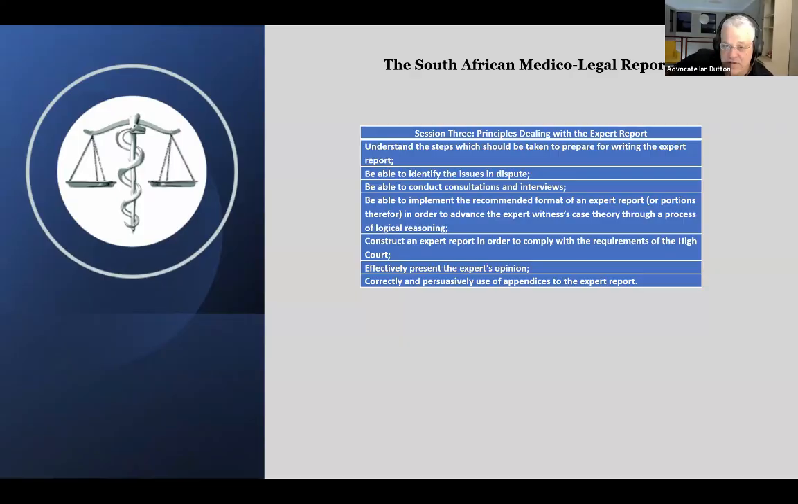Next, construct an expert report in order to comply with the requirements of the High Court. Those are formal requirements, and we will have a look at certain of the formal requirements there. We can't go through everything. Unfortunately, that would be a much longer course.